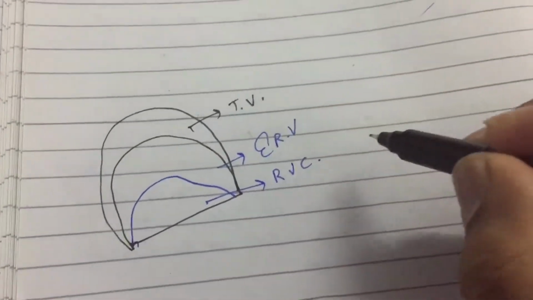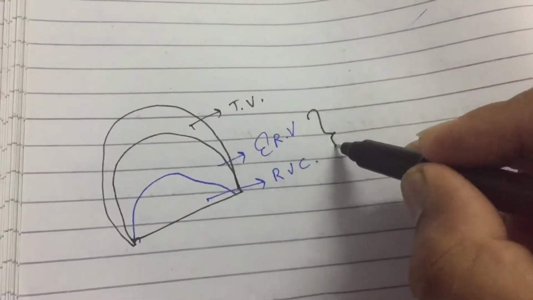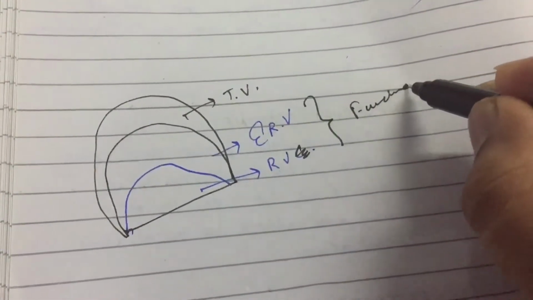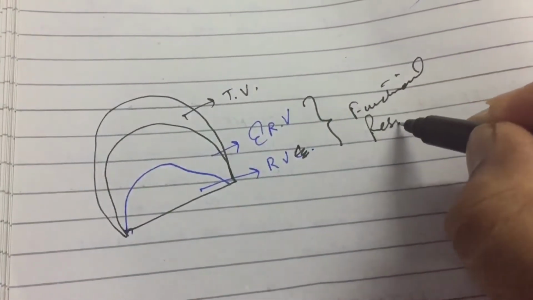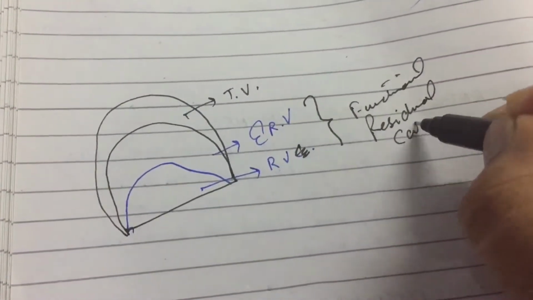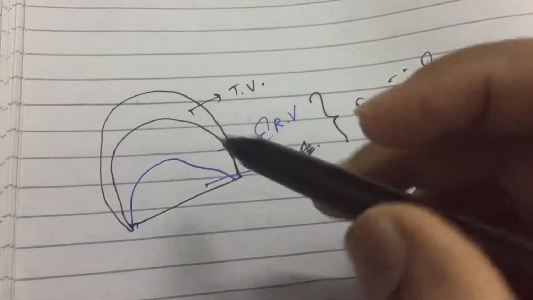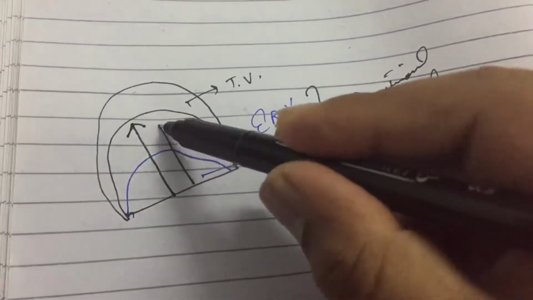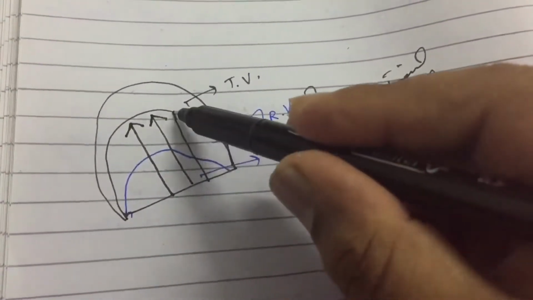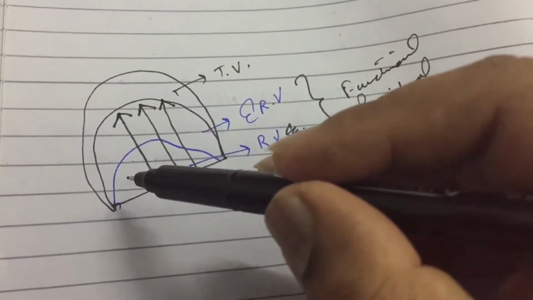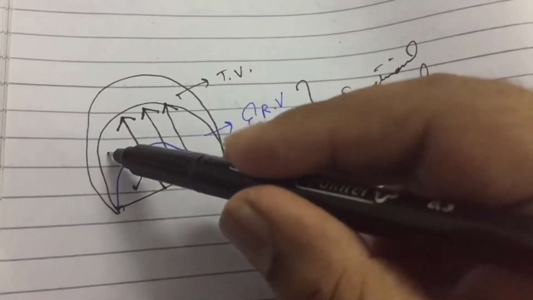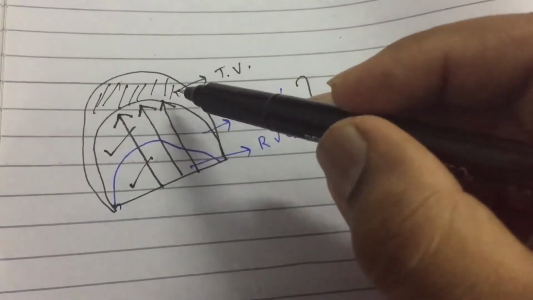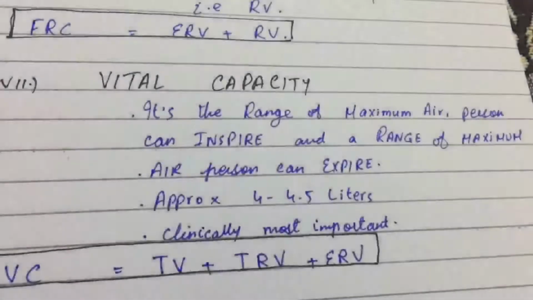If we add ERV and residual volume, we get functional residual capacity. It's the air that doesn't leave the system normally. It's a sum of residual volume and expiratory reserve volume, and this is the normal air that we breathe in and breathe out.